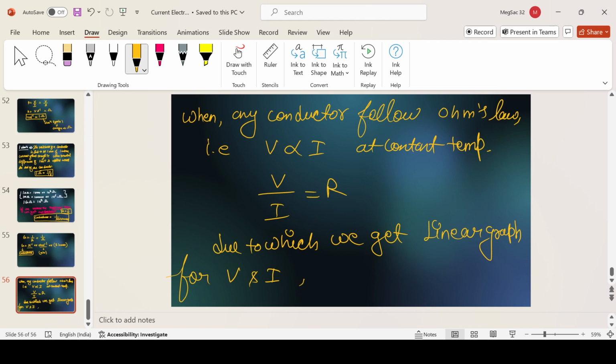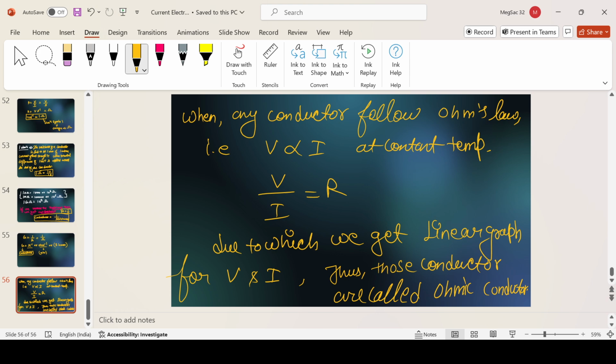Those conductors are called ohmic conductors. What is it saying? See, in the paper they may ask what is an ohmic and non-ohmic conductor.